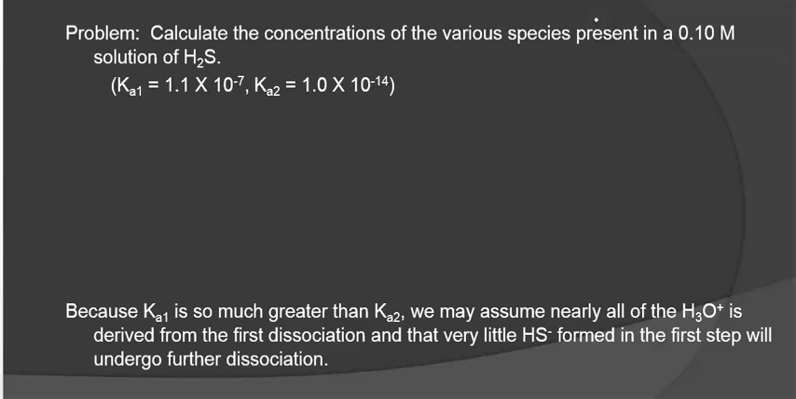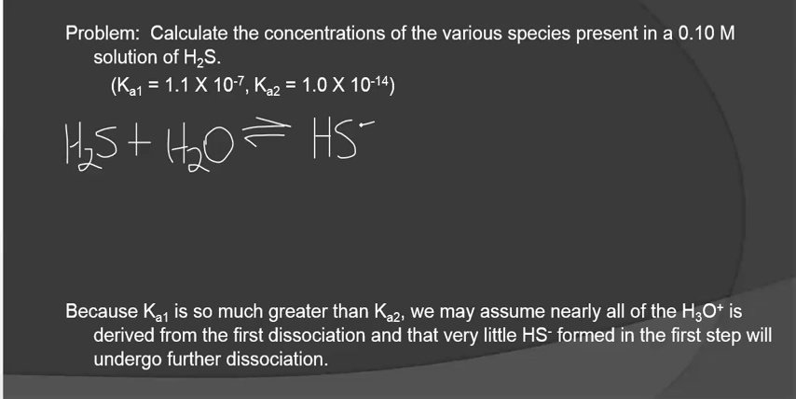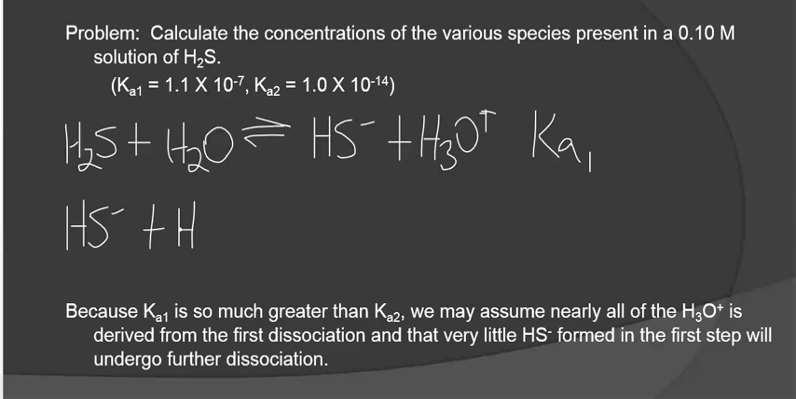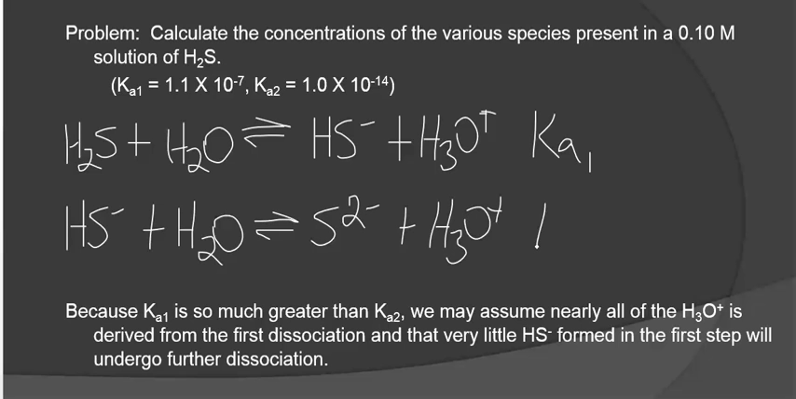diprotic acid, H2S. So we have H2S reacts with water. In the first dissociation, we're going to lose 1 hydrogen, so you're going to get HS- and H3O+, and this is Ka1. In the second dissociation, HS- reacts with water to give us sulfide and H3O+. So this is Ka2. And we're given the values for Ka1 and Ka2. We want to calculate the concentrations of all species present.